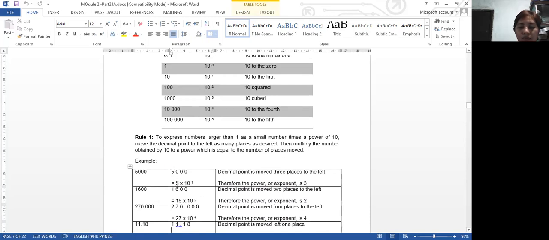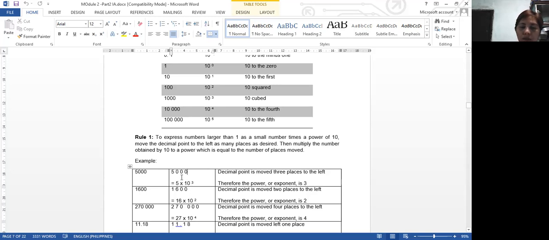So, like for example, this 5,000 will become 5 times 10 cube. Okay, so the decimal point is moved 3 places to the left. So where's the decimal point? It's here. So since the decimal point is here, we'll just have to move 3 places to the left. So let's count 1, 2, 3. So that's why it's 10 cubed.